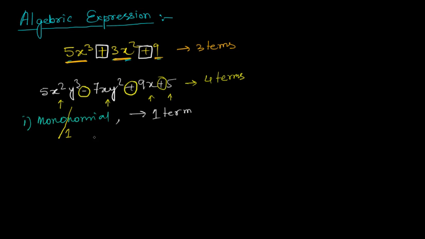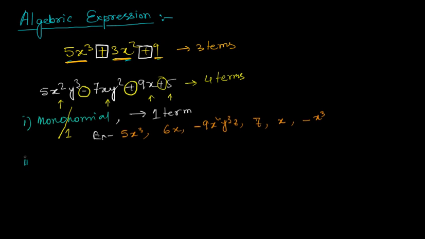What are the examples we can take? We can take, say, 5x cubed. We can take 6x. We can take minus x squared y cubed z. We can take only 7, we can take only x, we can take minus x cubed, and whatever it is you can take, but it must contain only one term. So that is called a monomial.